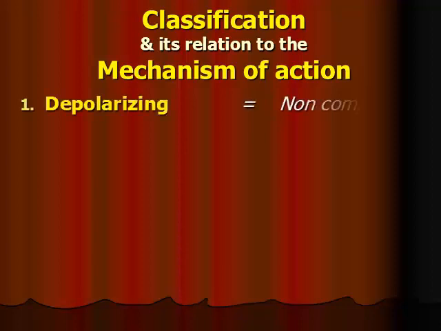The first is the depolarizing, or the non-competitive group. This group induces NM receptor blockade by overstimulation, or in other words, by inducing persistent depolarization. In the normal sequence of NM receptor activation, acetylcholine induces depolarization, which activates the receptors once. When the acetylcholine is metabolized, the depolarization disappears, and the receptors become ready for reactivation more and more times.